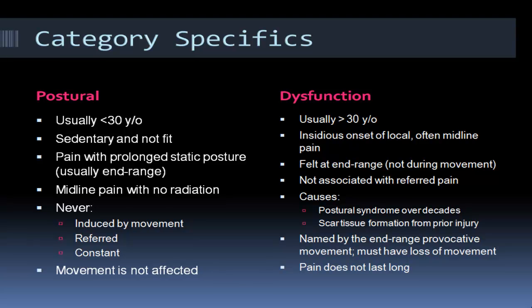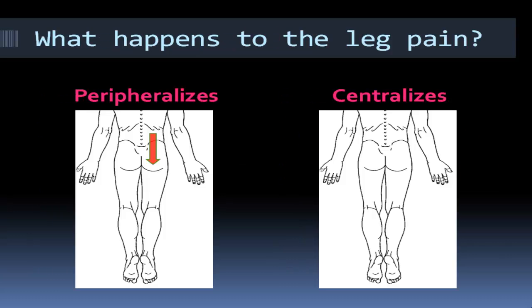Before we move to the last syndrome, derangement, it's important to define several terms. First, centralization and peripheralization. These terms are used to describe what happens to pain in relationship to the back and leg in response to certain testing maneuvers. If the pain radiates away from the back toward and down the leg, the pain is said to peripheralize. If instead the pain moves away and up the leg more to the back, the pain is said to centralize. Again, these are changes in pain induced by specific movement testing approaches.